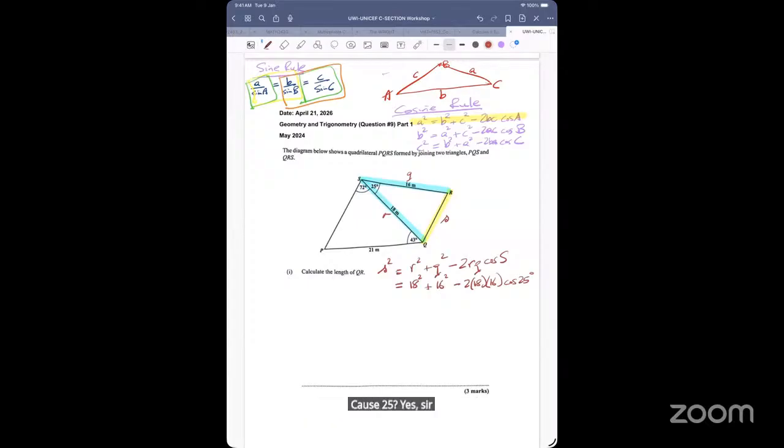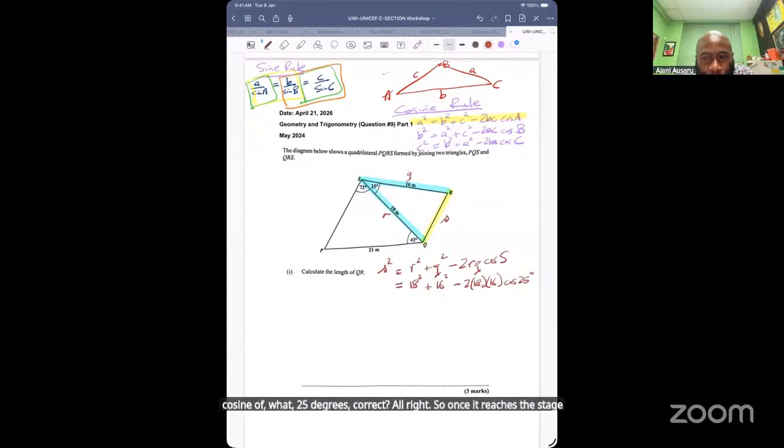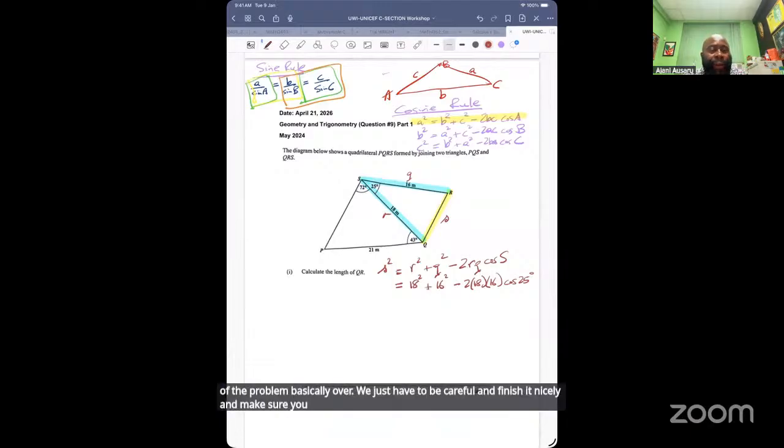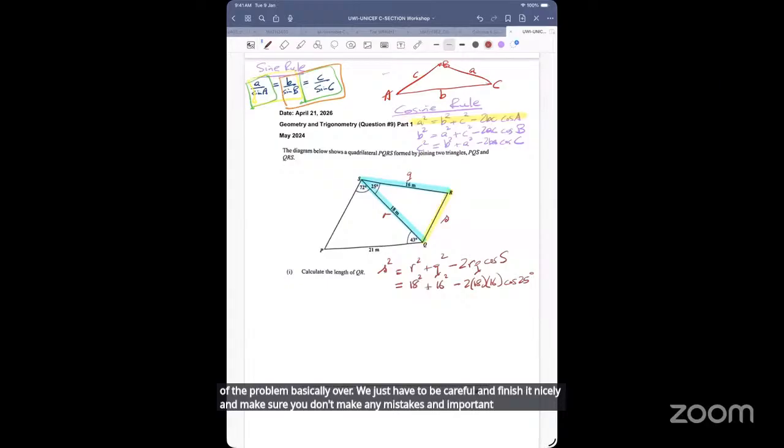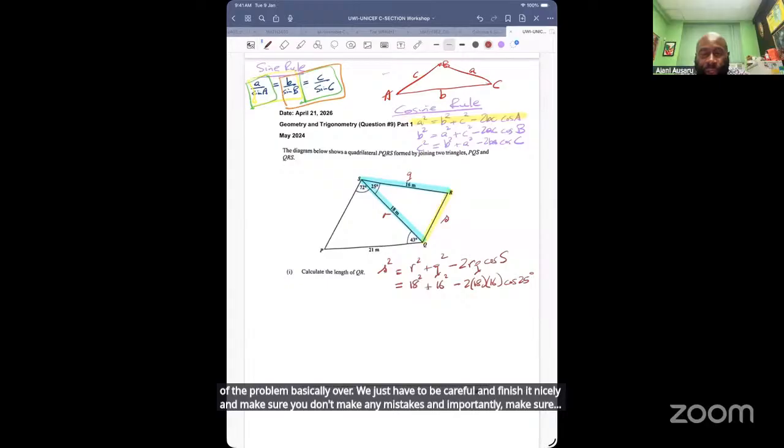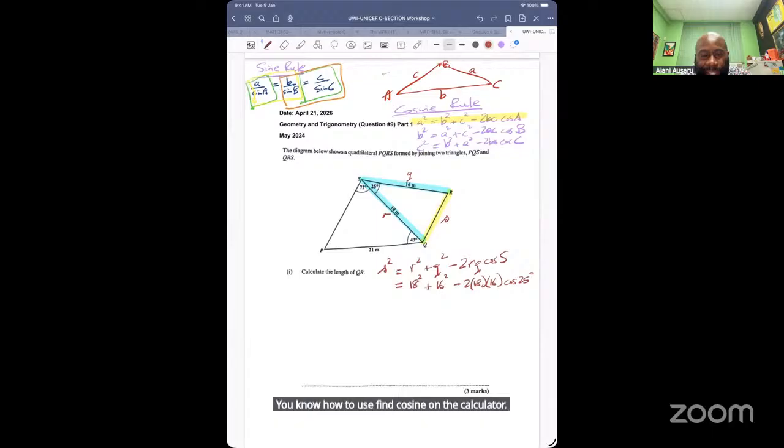So once you reach this stage of the problem, it's basically over. We just have to be careful now and finish it nicely and make sure you don't make any mistakes. And importantly, make sure you have your calculator with you, and you know how to use it. You know how to find cosine on the calculator. Make sure that your calculator is in degrees.